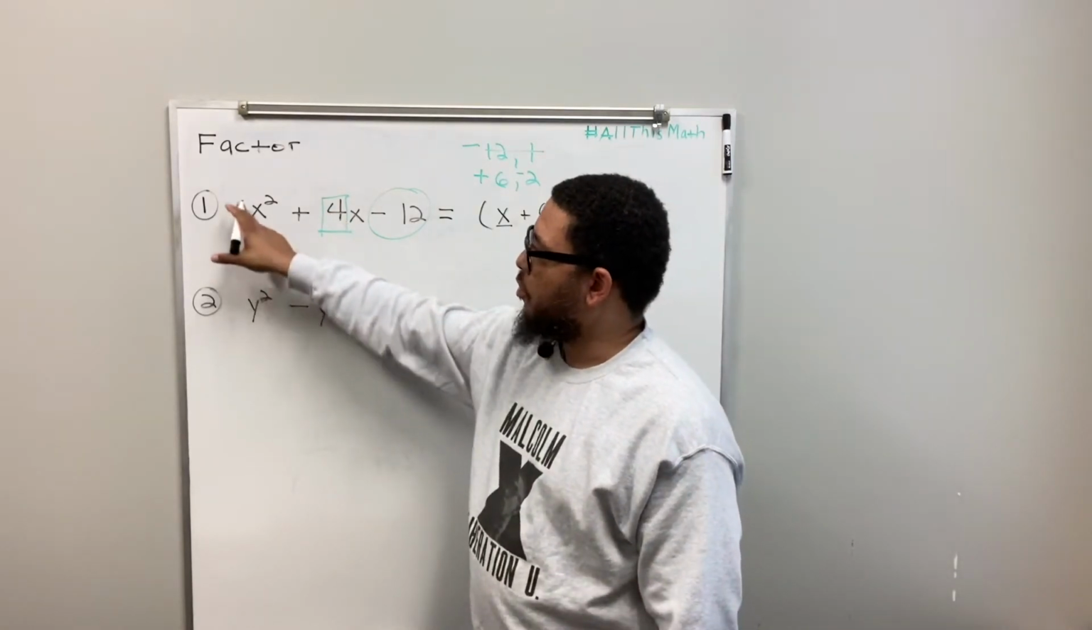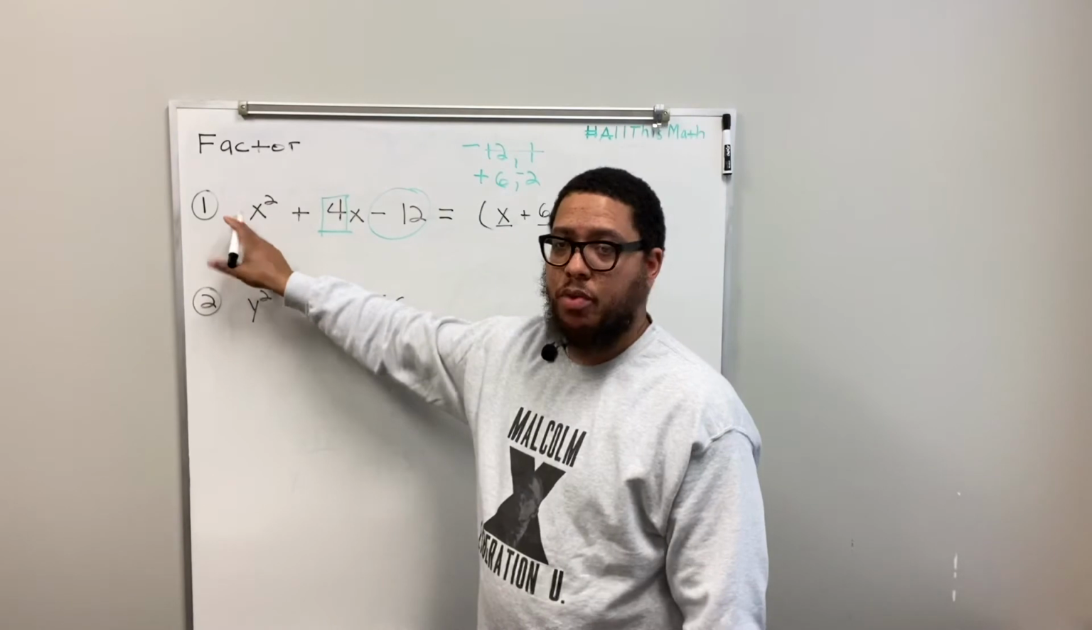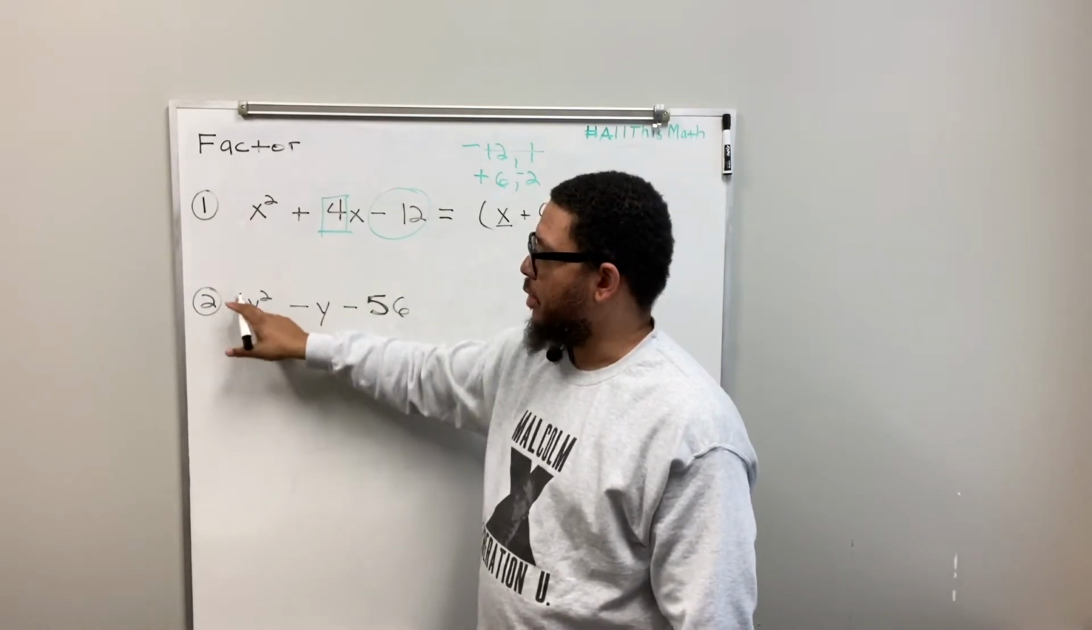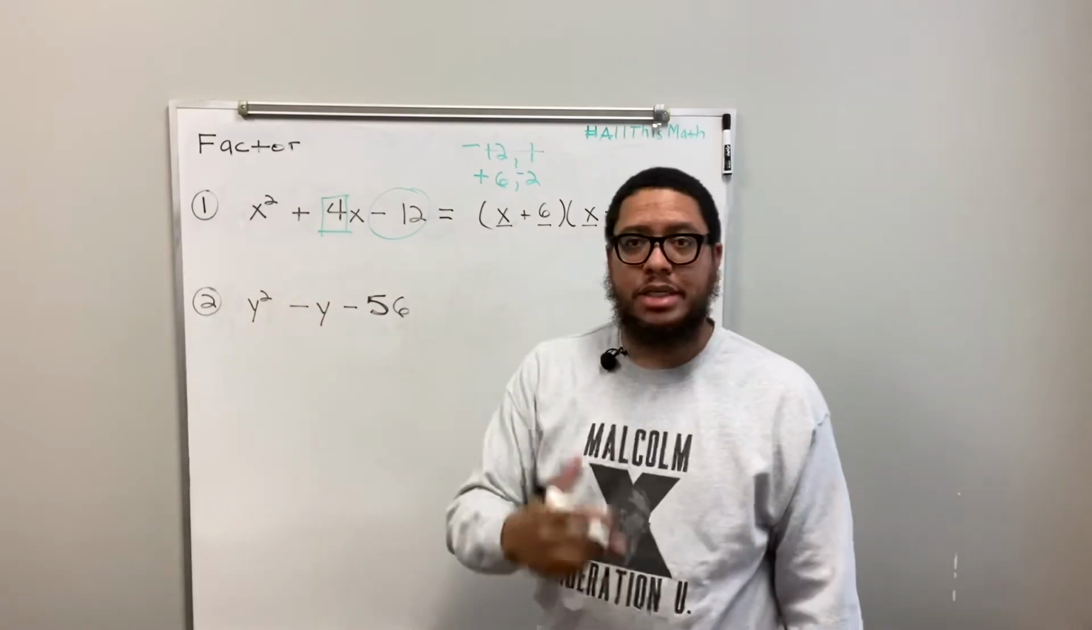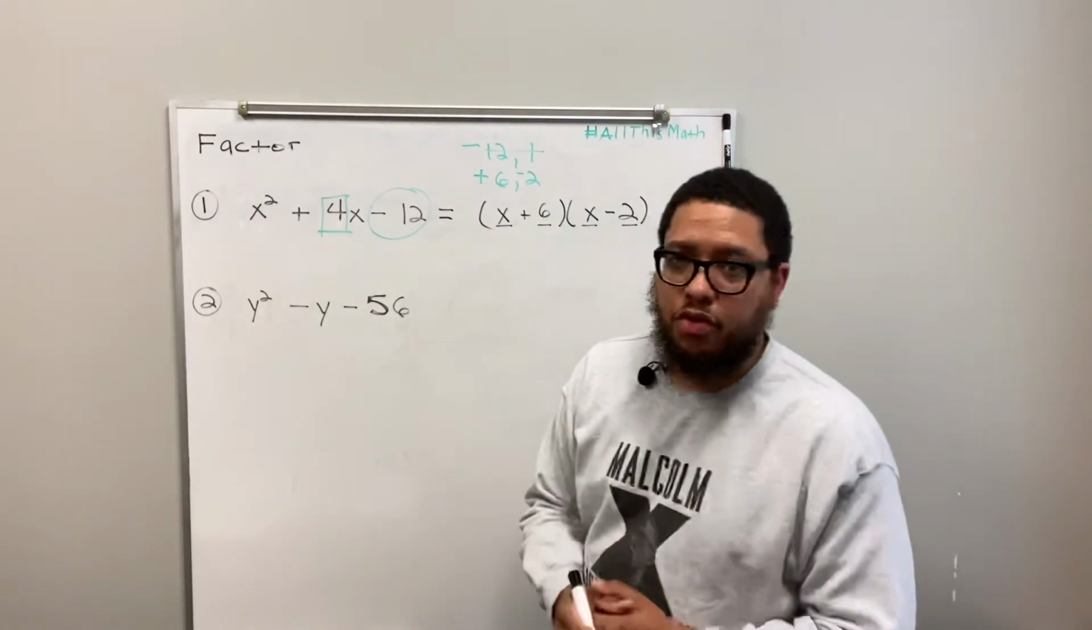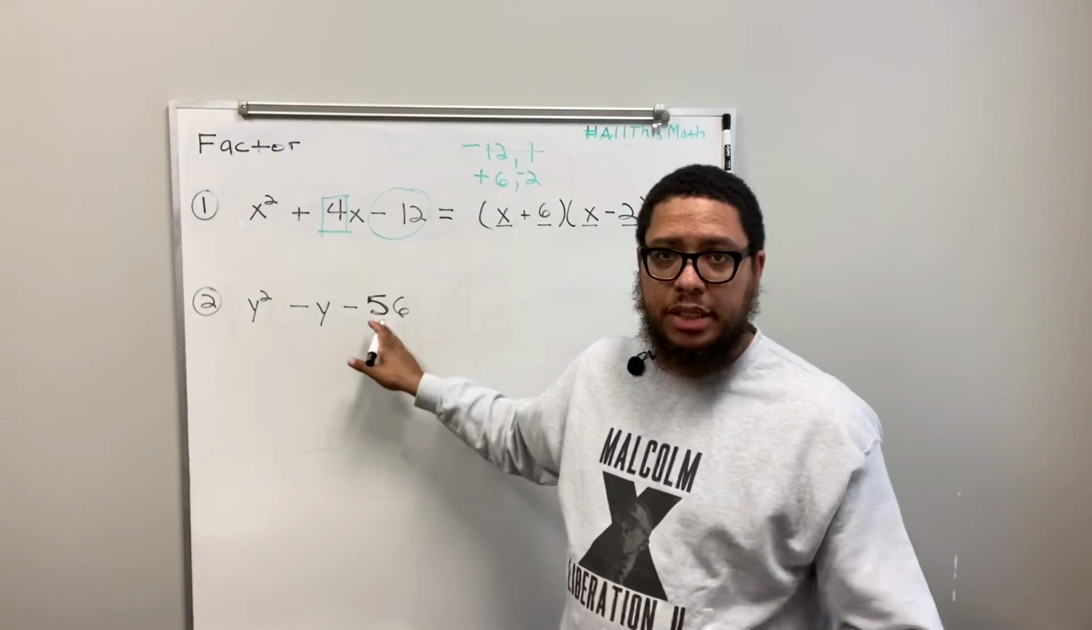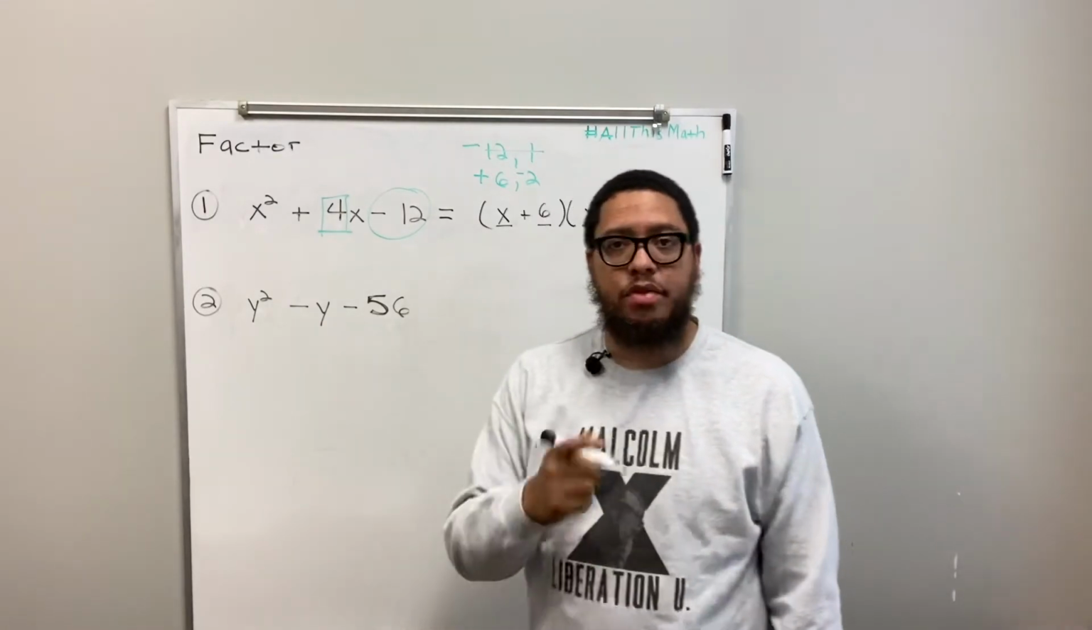There was no number in front of x squared, so that represents a positive 1. There's no number in front of y squared. That represents a positive 1. When there's a negative sign and no number, that represents a negative 1. So we are looking for 2 factors of negative 56 that add up to negative 1.